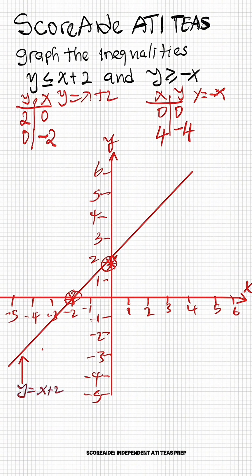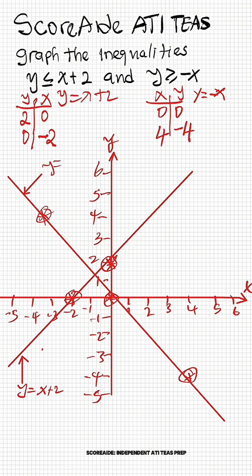Okay, let's draw the other line. So we have 0, 0. It's going to be this point right here. And then we have 4, negative 4, 4 in x and negative 4 in y. So we are going to have something around there. Not too accurate, but around there. It's a straight line with a negative slope passing through the origin. That is the line y equal to negative x.